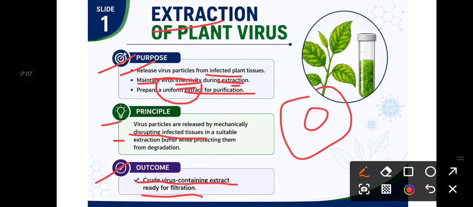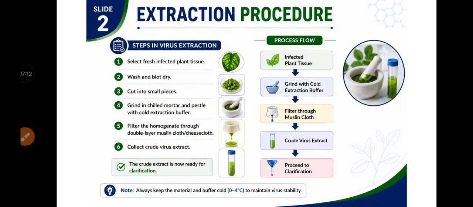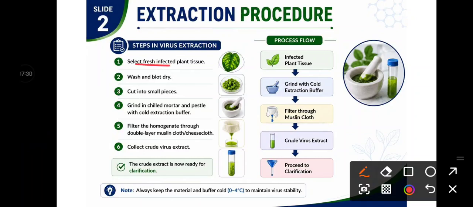So this is the basics about the extraction process. Next, the extraction procedure. Like other extraction processes, such as extraction of DNA or RNA, you first have to get the sample. The sample should be young and fresh. Select a fresh infected plant tissue, wash it, dry blot, then cut it into small pieces. Then you have to grind it, that means you have to do the mechanical crushing.